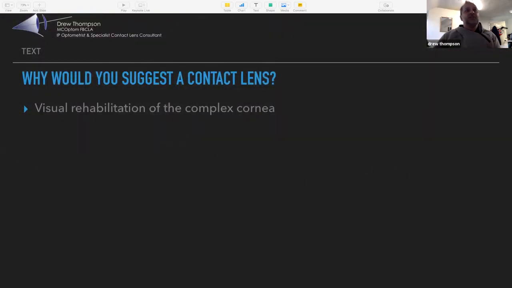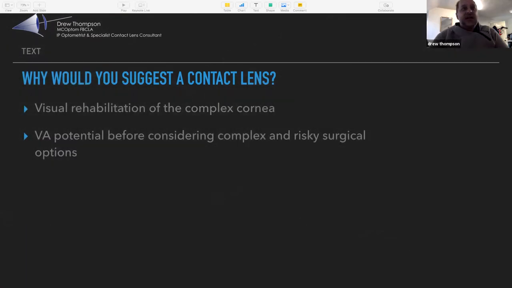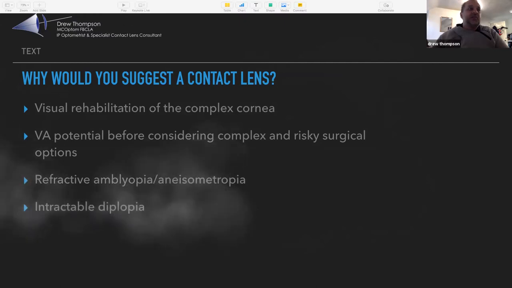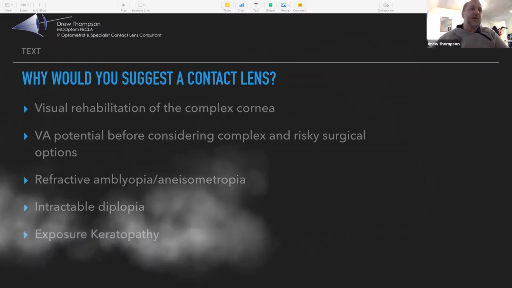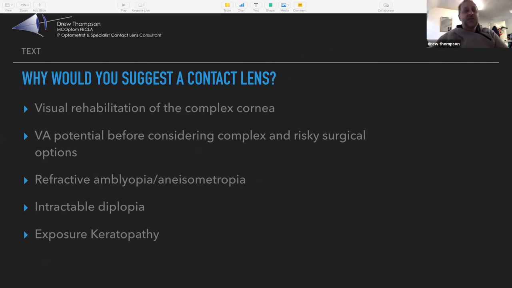So what will we do? With the visual rehabilitation of the complex cornea, we're trying to get the vision as good as possible while avoiding complex and risky surgical options. We might have patients with refractive amblyopia or anisometropia, a difference in prescription between the two eyes. We might have intractable diplopia, somebody with double vision they can't control. We might have somebody with exposure keratopathy, so severe dry eyes. Some of these lenses can be really quite effective for dry eye patients. And we might have a cosmesis case, somebody with a disfigured eye who is quite conscious of it, and we might be able to help them with that.